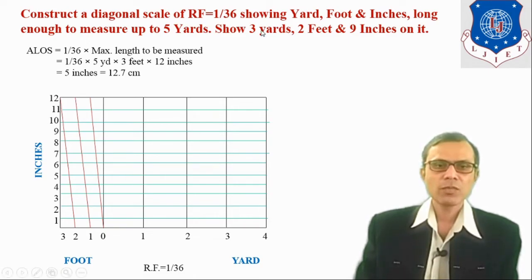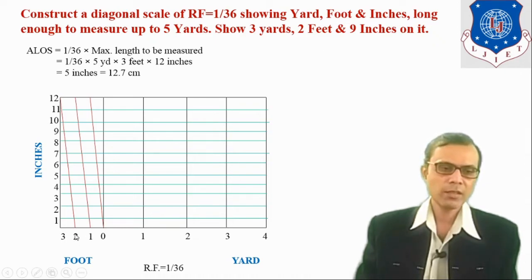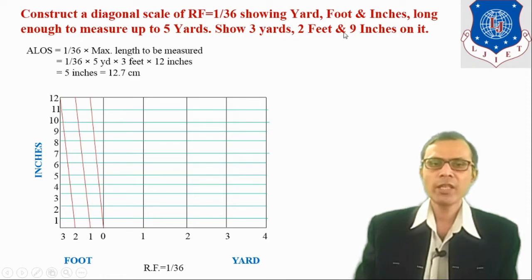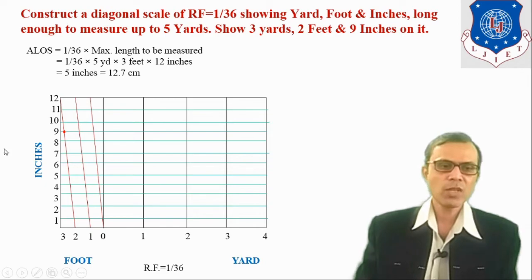The second part is to show 3 yards, 2 feet and 9 inches on the scale. So first consider 2 feet and 9 inches. Here it is the unit for foot, so from that select 2. Consider this line and the unit for 9 inch. These are the units where 9 inch is. So it is the point where 2 foot and 9 inch intersect. So it is the first point.